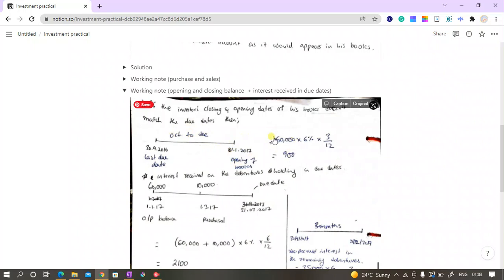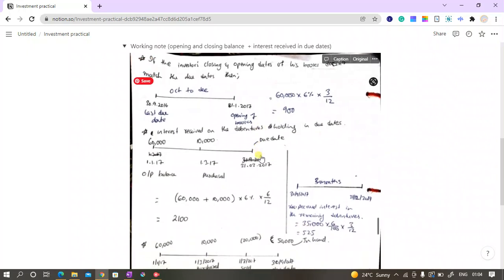For how many shares? For 60,000 shares. As mentioned in the question, we had 60,000 rupees of debentures basically. So 60,000 into 6%, 3 months, 3 by 12, we have here 900. This one we have to record on the debit side.